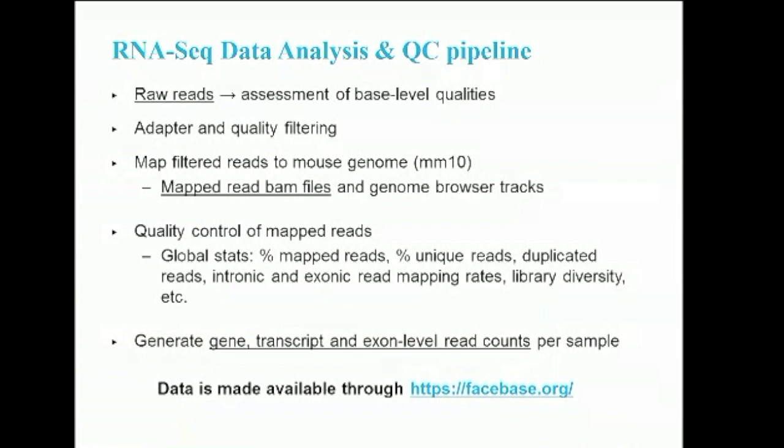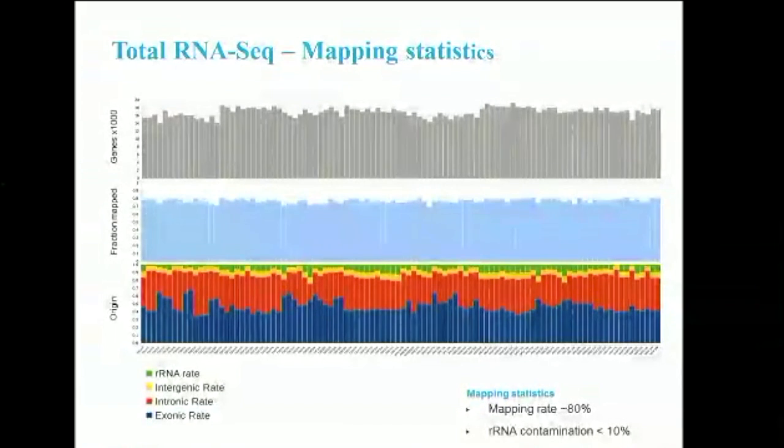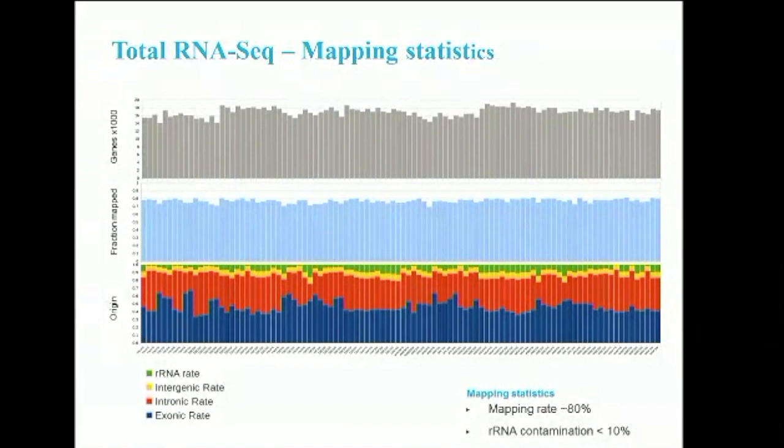So here are just some general statistics of the initial data sets that we have been generating. We get very consistent data quality, both in terms of the number of genes that we can detect expression for, the fraction of reads mapped across the data sets, and the origin of the reads. We detect typically about 16,000 genes per sample. We have, on average, a mapping rate of 80%.